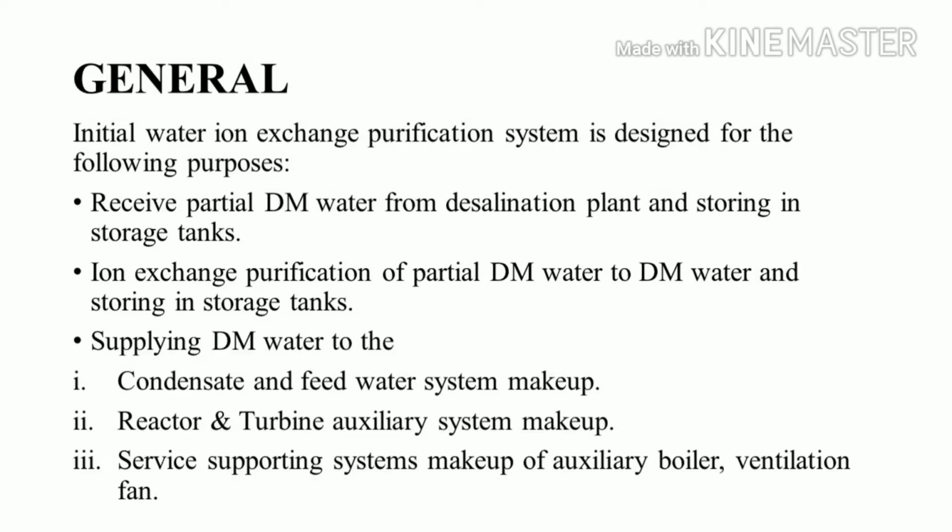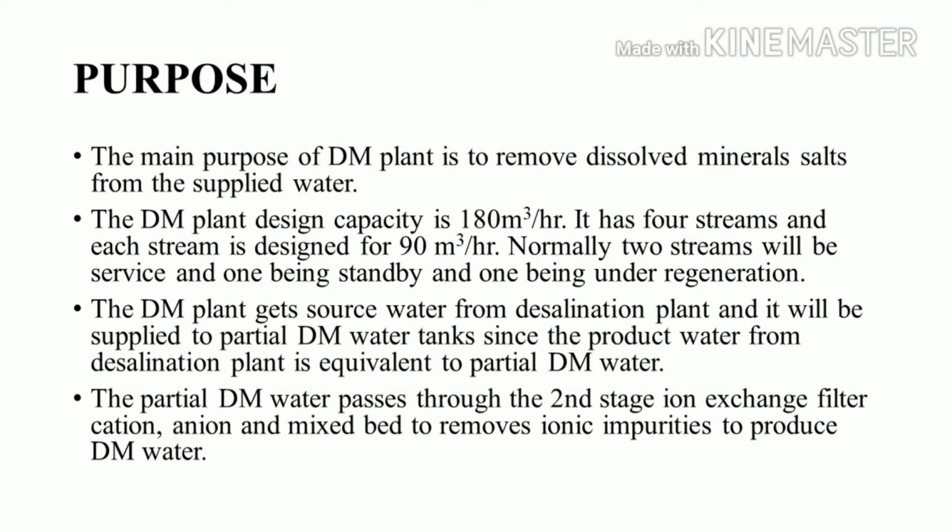General initial water ion exchange purification system is designed for the following purposes. Receive partial DM water from desalination plant and store it in storage tanks. Ion exchange purification of partial DM water to DM water and storing. Supply DM water to condensate and feed water makeup, reactor and turbine auxiliary makeup, and service supporting systems for makeup of auxiliary boiler.